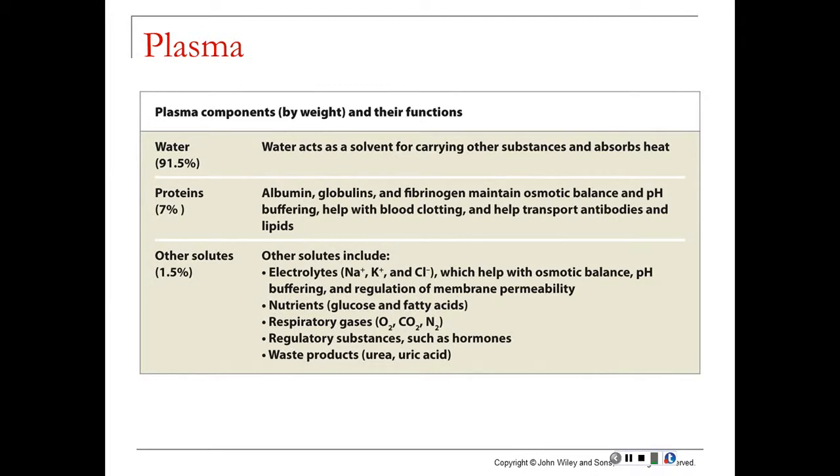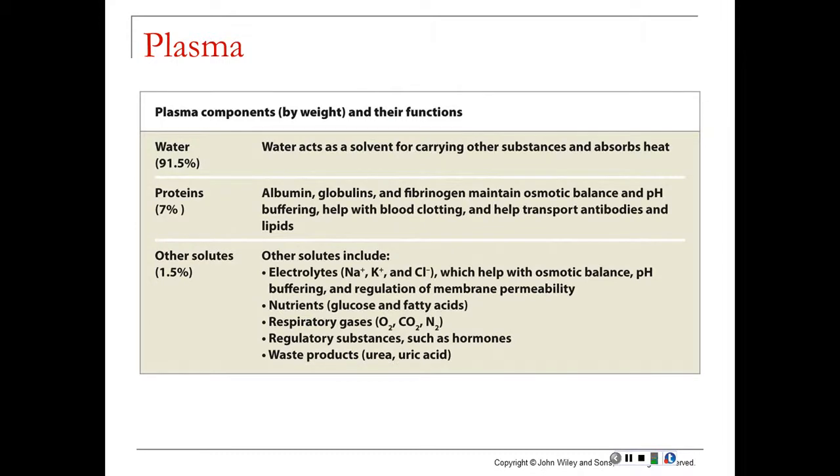As I mentioned, the majority of our plasma is water. Over 90% of the plasma is water, and that serves to act as a solvent for carrying the other substances, as well as to help absorb heat so that our body maintains a stable temperature. Proteins are also within our blood, as I mentioned, the albumin and globulins. They help with pH buffering, osmotic balance, as well as blood clotting, helping to transport antibodies and other lipids throughout our body. Some of the other solutes, including sodium, potassium, and chloride, help to maintain the osmotic balance as well as pH and help to regulate the permeability of our cell membranes.